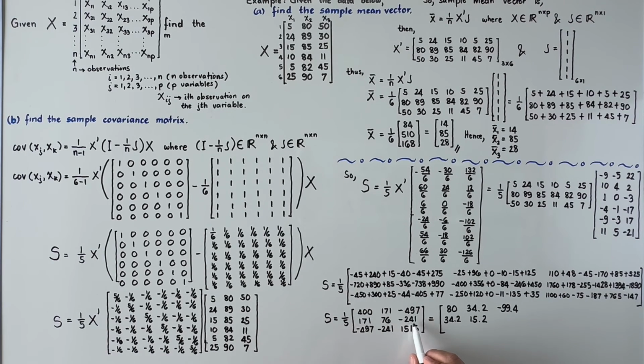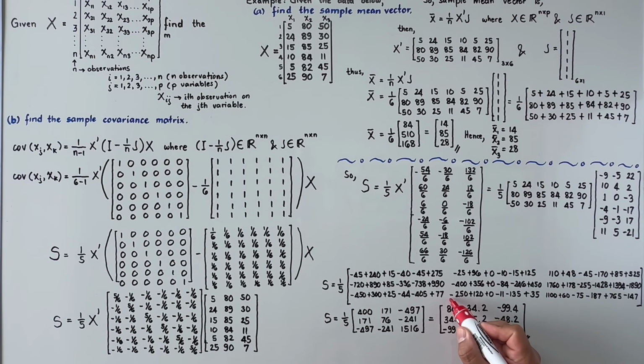And also negative 241 times 1/5, that is negative 48.2. Negative 497 times 1/5, that is negative 99.4 here. And then negative 241 times 1/5, that is negative 48.2. And 1516 times 1/5, that is 303.2. So this is now our sample covariance matrix.